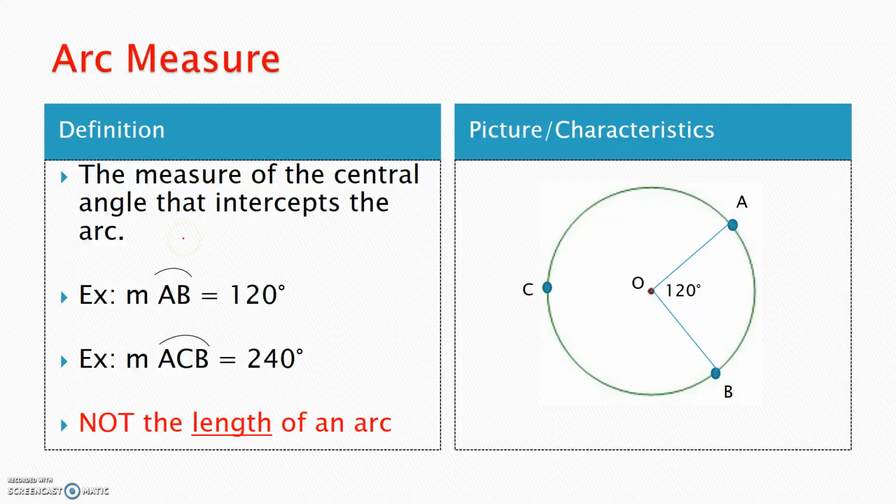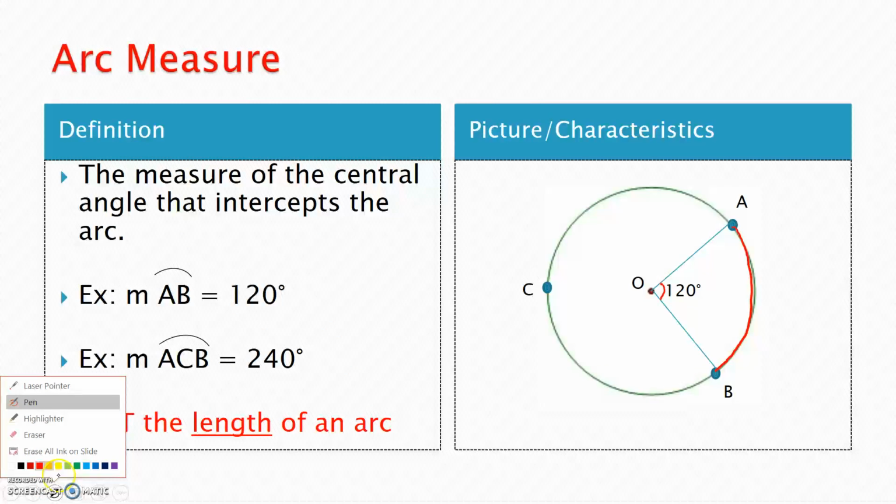So if I'm talking about, for example here, the measure of arc AB, going from A to B, this piece right here, this minor arc, what is the measure of the central angle? Well, the angle that intercepts it, this angle created on the inside, measures 120 degrees. That's what the arc measure is referring to, the angle on the inside.